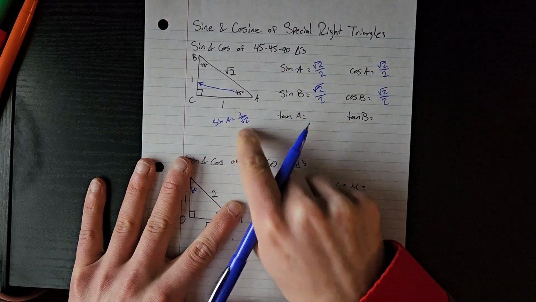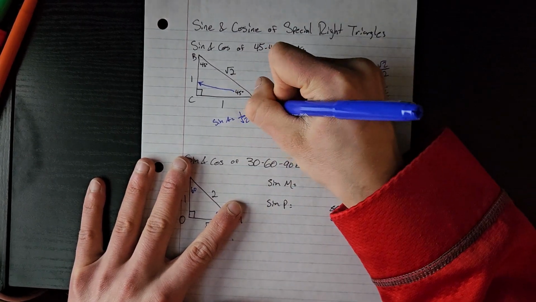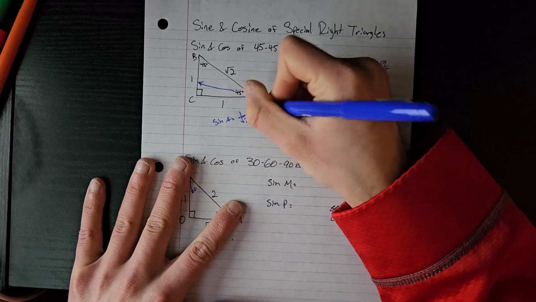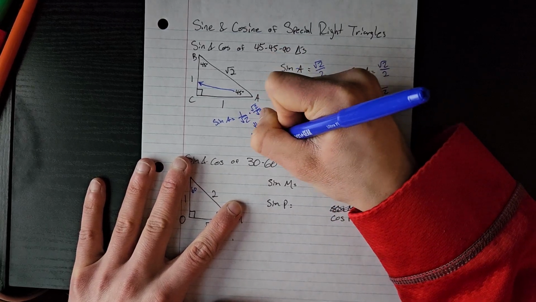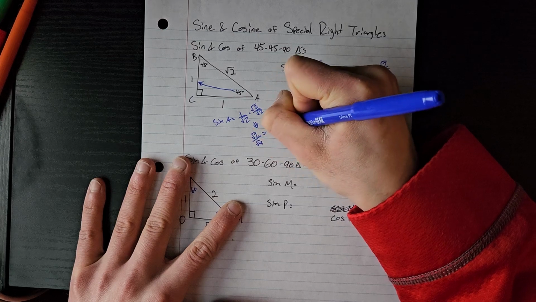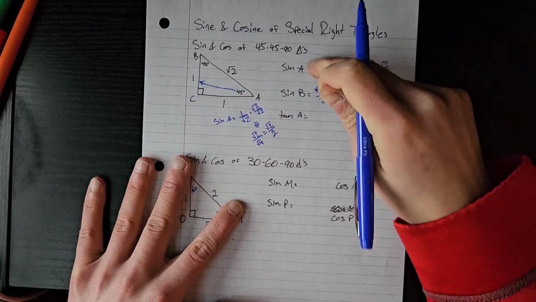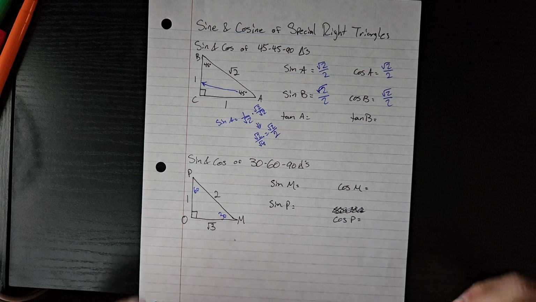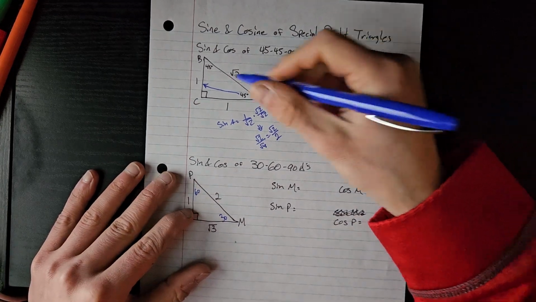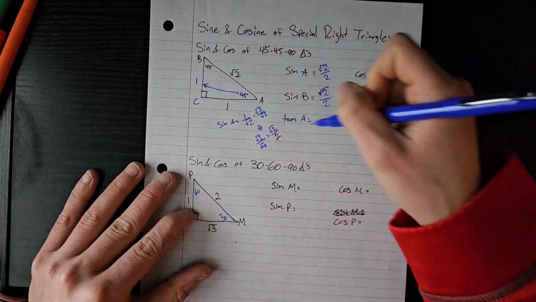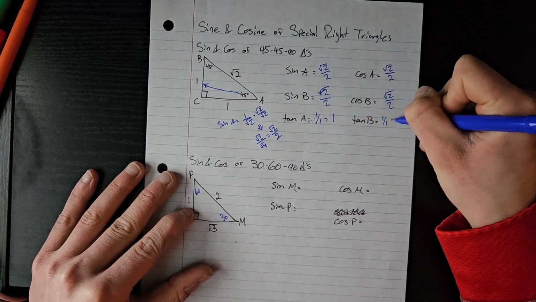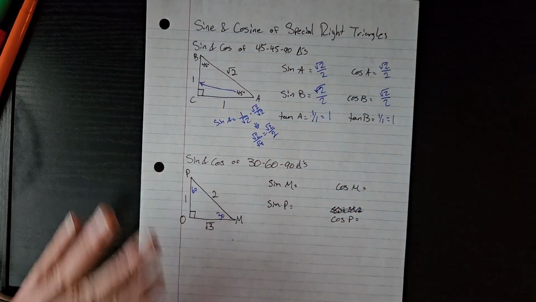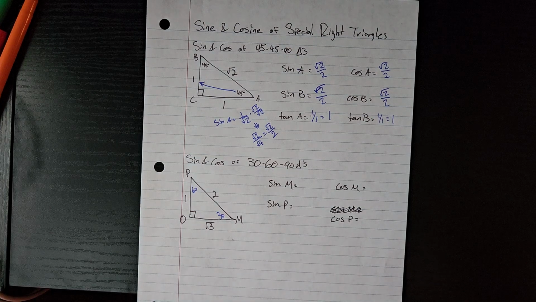I don't like the square root of 2 in the denominator, so I have to multiply the numerator and denominator by the square root of 2, getting me the square root of 2 over the square root of 4, giving me the square root of 2 over 2. That applies for everything. And then tangent is the side length 1 over 1, which just gets 1, because it's opposite over adjacent for tangent.